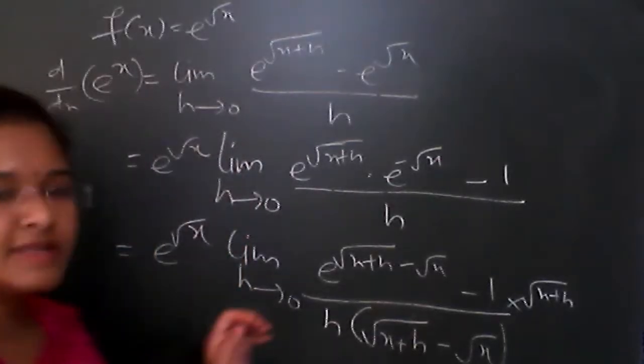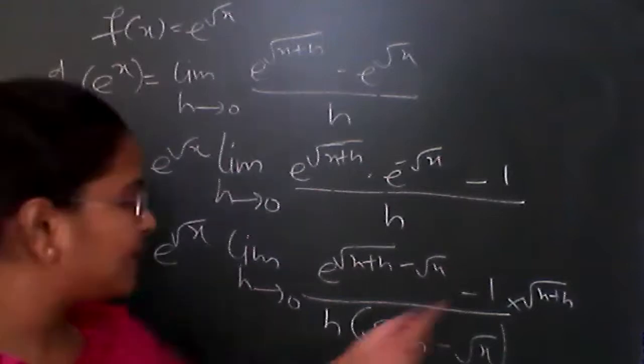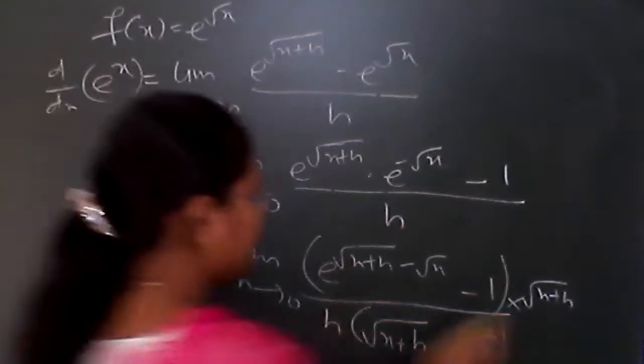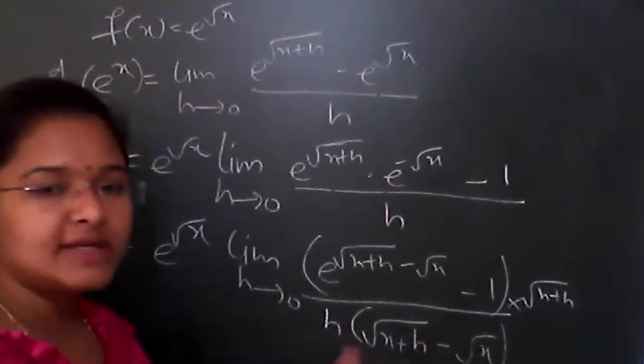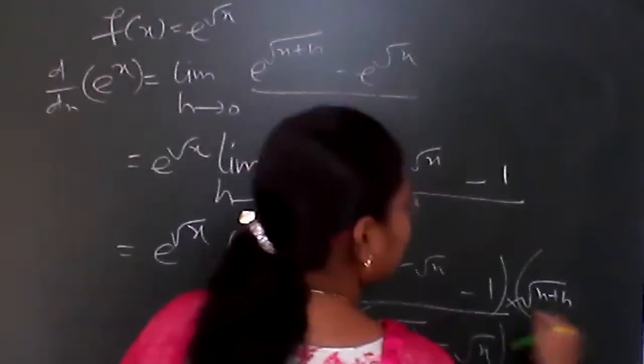So in this question, we have the limit as h tends to 0 of e raised to root x plus h minus e raised to root x, minus 1 upon h. Into the same power we have taken root x plus h minus root x into root x plus h minus root x.